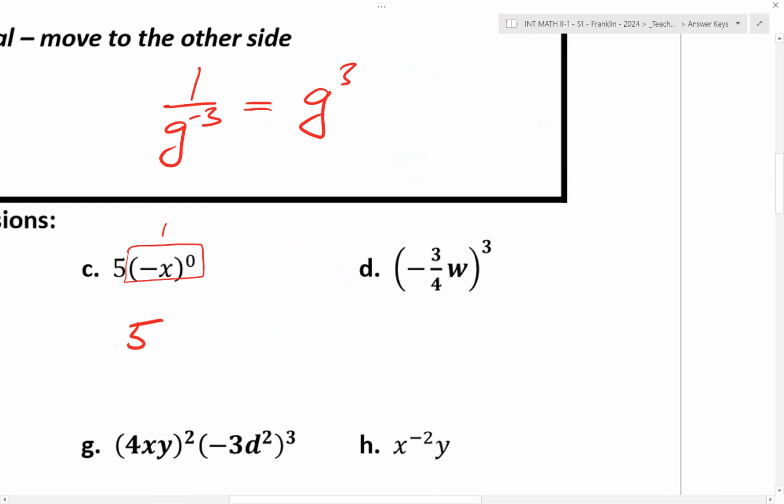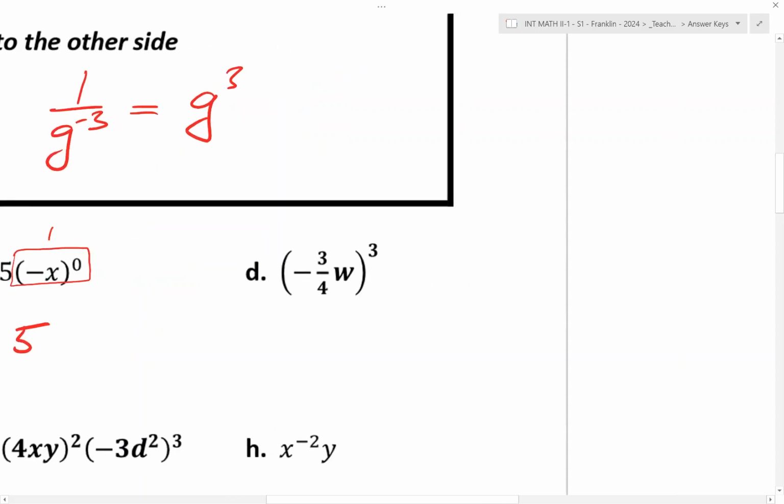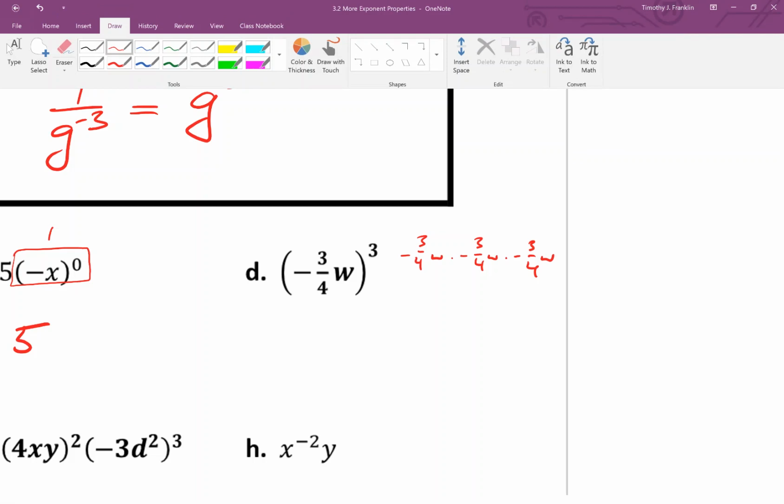Maybe a little tricky here on this fourth one, example D, with the fraction being taken to the 3rd power. But we just have to remember that the exponent gets applied to the coefficient normally. So you can think of this as negative 3/4 w, and we're going to take negative 3/4 times itself 3 times. Okay, so I would recommend you just go piece by piece here.